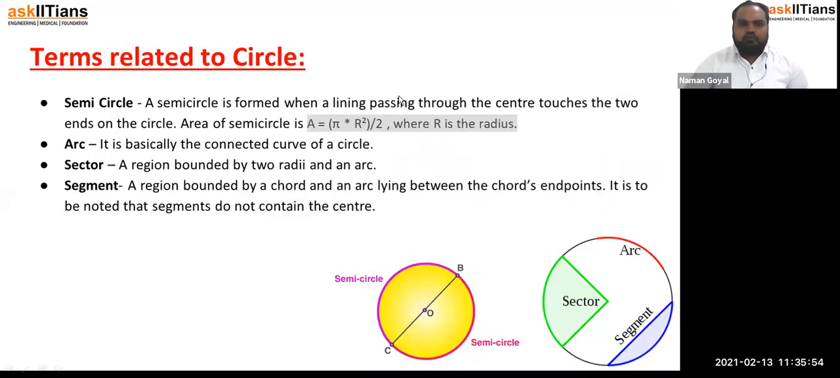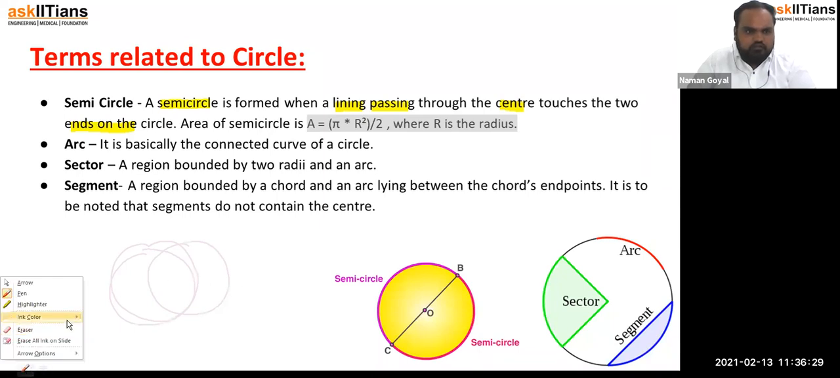Okay, so first of all we are going to learn about semicircle. What is a semicircle? Now listen. A semicircle is formed when a line passes through the center and touches the two ends of a circle. So basically, what is a semicircle? If there is a circle like this.